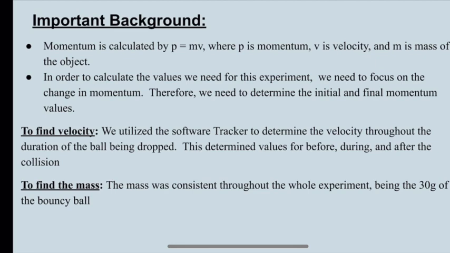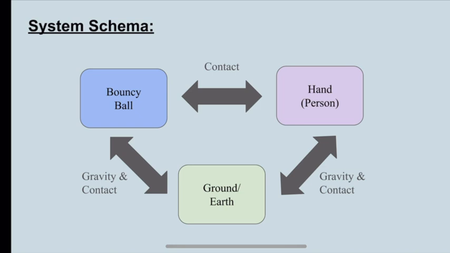In terms of our system schema, the 3 items involved are going to be the bouncy ball, the ground/earth, and the hand of the person. The bouncy ball and the hand will have contact between each other. The bouncy ball and the ground will have gravity and contact during the collision. Same goes for the ground and the person who's standing up, with contact on the earth.